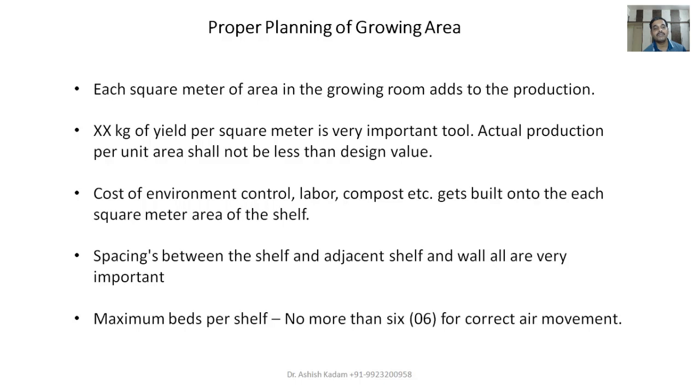So the cost of environment control, labor, compost, etc. is built up on each square meter area of the shelf. So we have to ensure that all these costs are also very low. Having the right technology mix, you can do automation, some modernization of your farm, and you can reduce the number of laborers in the farm. Or if you go for modern technology for handling the compost at a mega level, then you can do many tasks in less time with less labor.